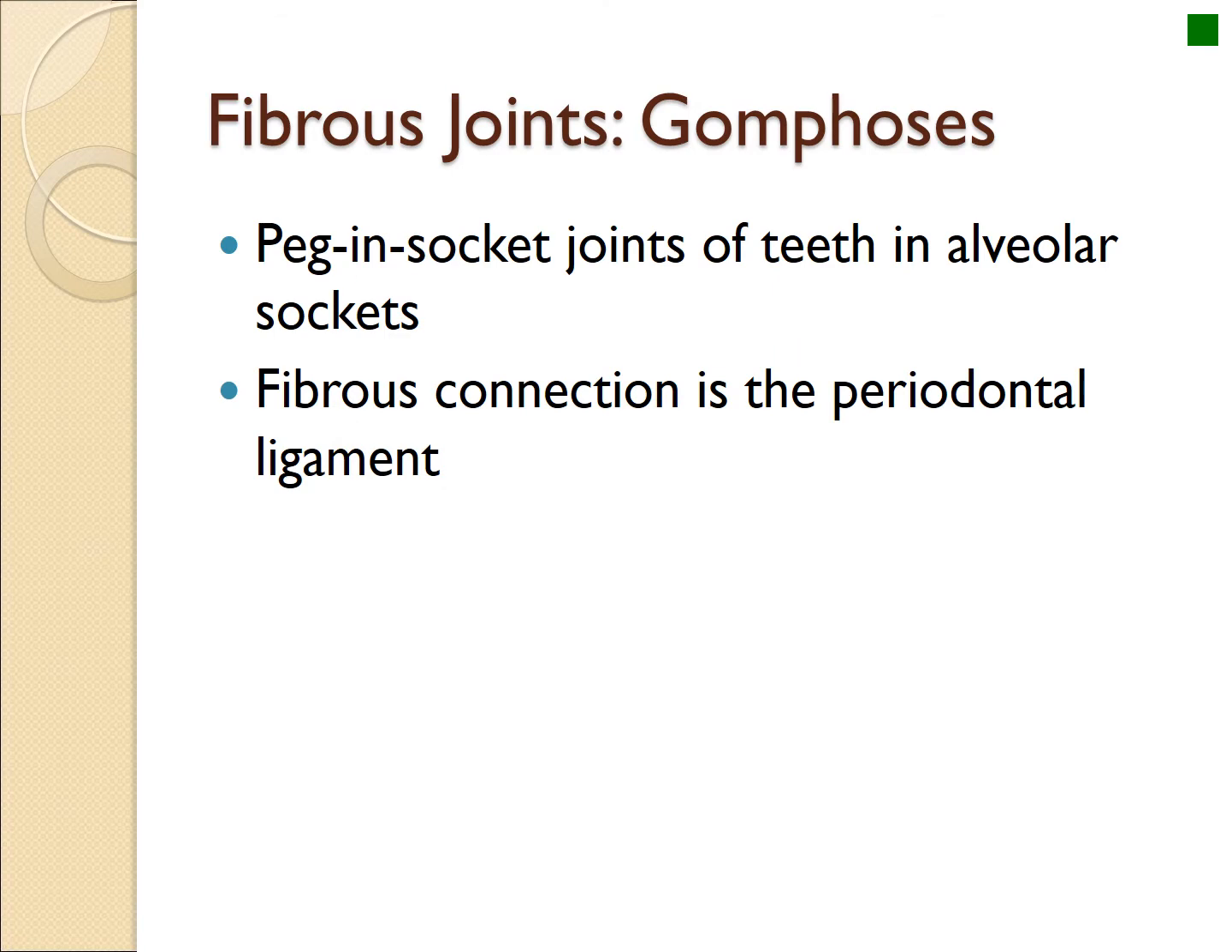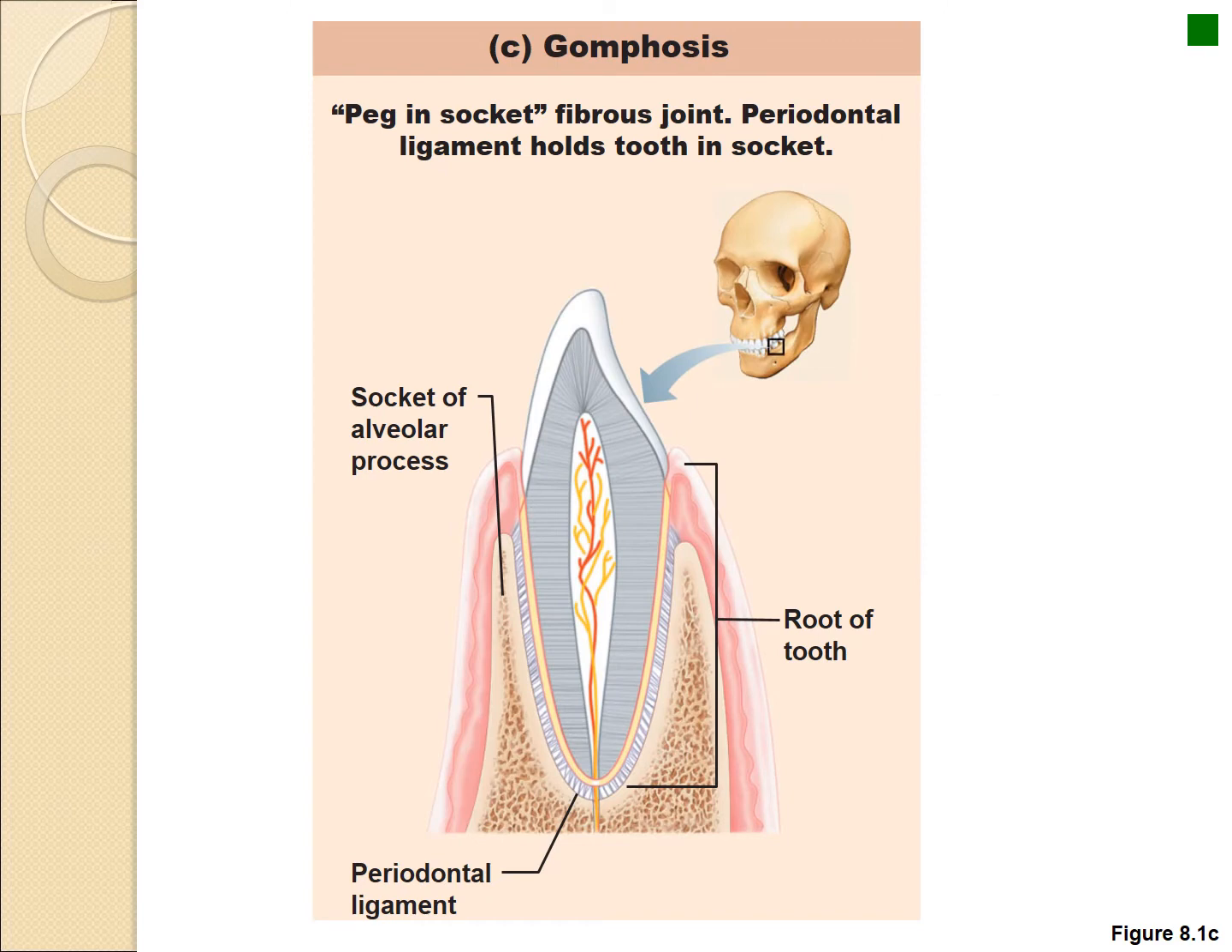Then we have what's called the peg and socket joint or the gomphosis. In us, it's mostly found in a tooth. If you're a deer or an antelope, it's found in the bony horn. Okay, so this is the joint.